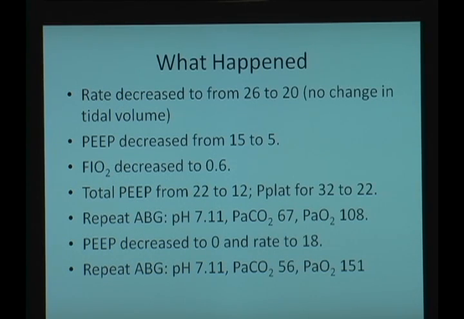And we then were really feeling emboldened at that point, and we dropped her peak to 0 and her respiratory rate to 18, and her pH came back 7.11, PCO2 of 56, PO2 of 151. So we're going down on the ventilator settings, and she's getting better. Kind of paradoxical, right? Going way down on the minute ventilation, our PCO2 is dropping.